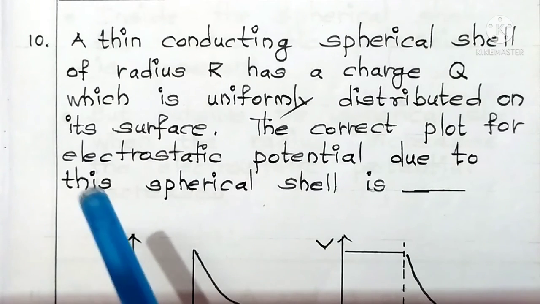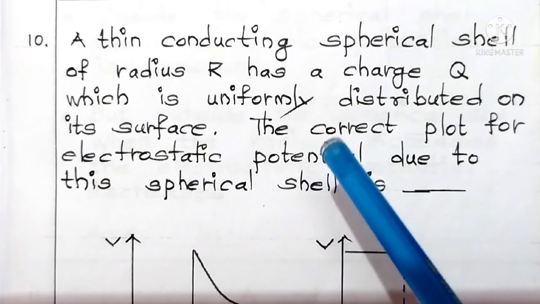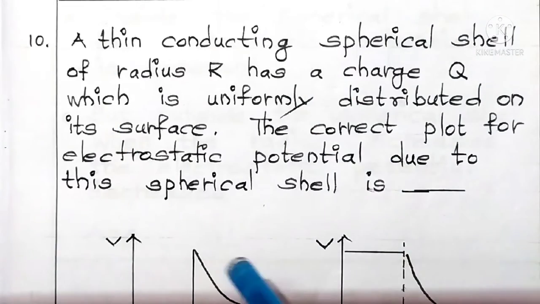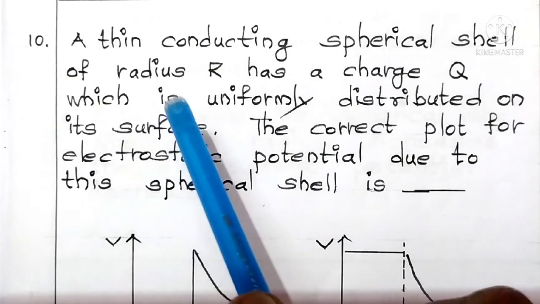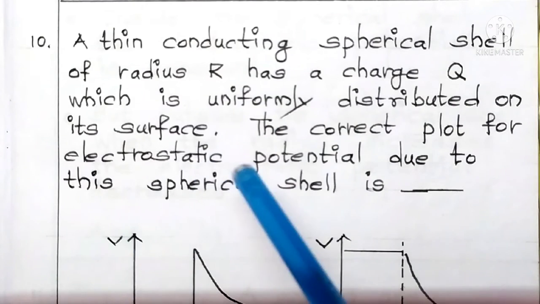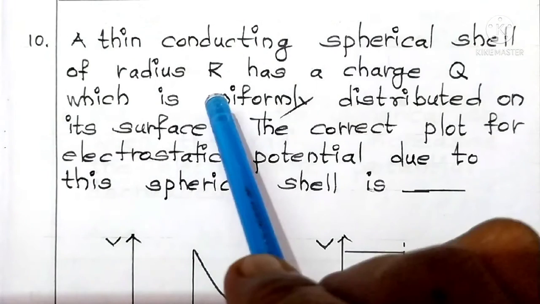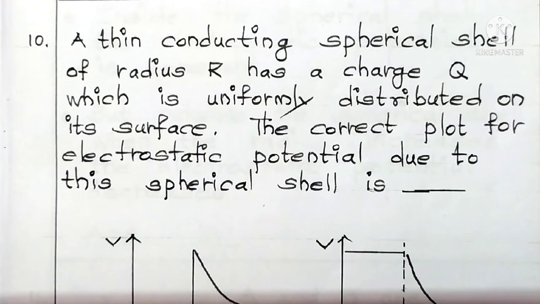Now, let me explain the question first. A thin conducting spherical shell of radius R has a charge Q which is uniformly distributed on its surface. So, for this condition, 4 graphs have been drawn. Among the 4 graphs, which is correct for this situation? That's what we are going to see.